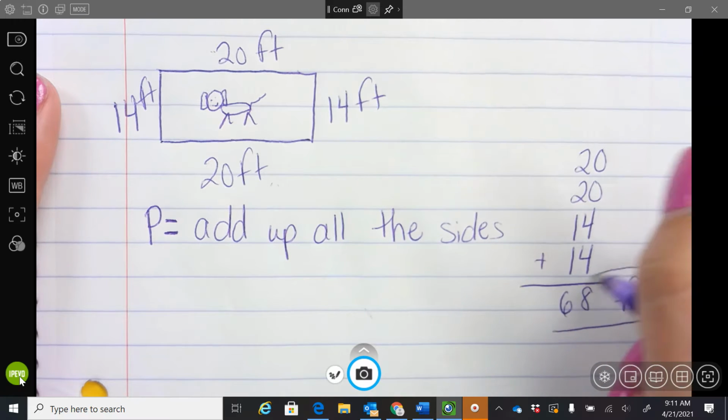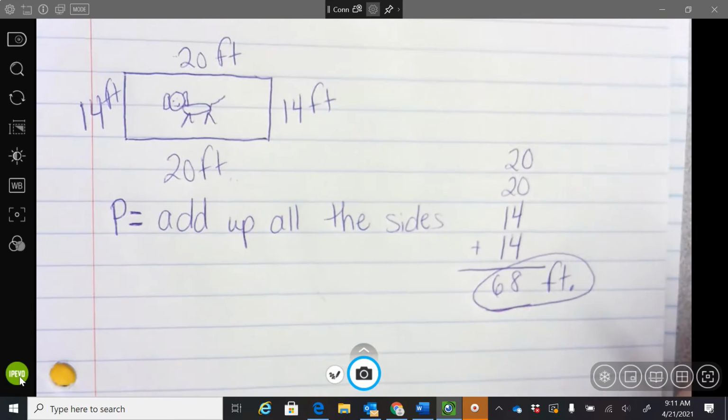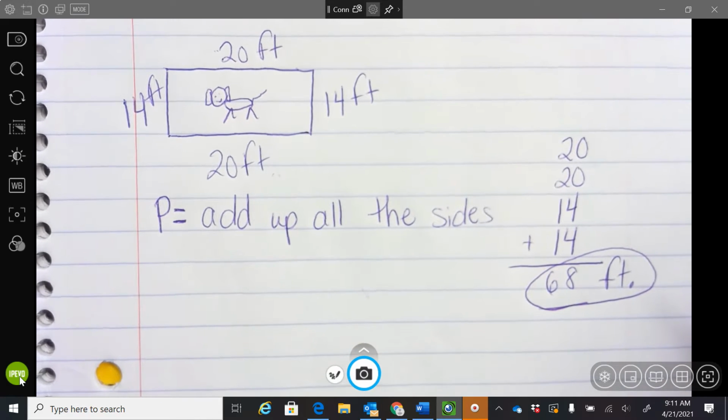You could do 20 times 2 and then 2 times 14 and then add them both together. That's what I did. Yep, you can do that too.